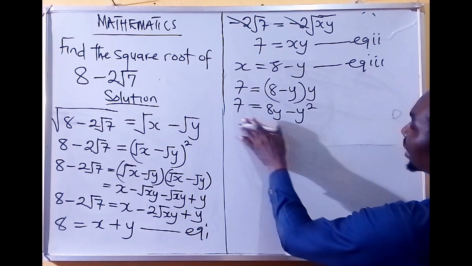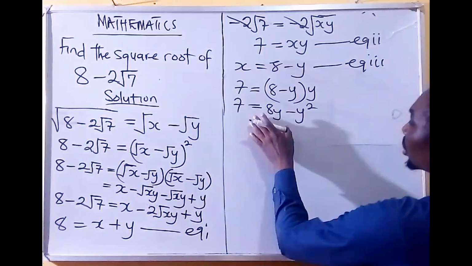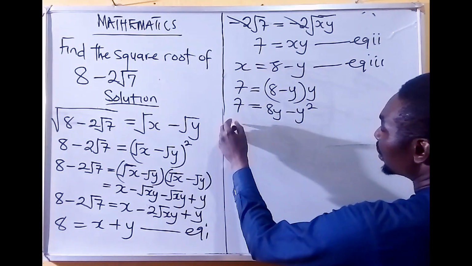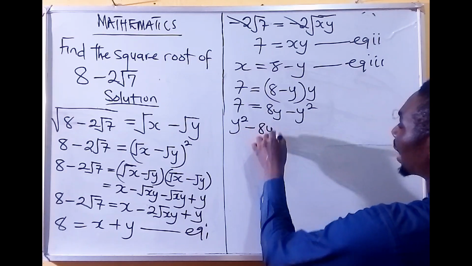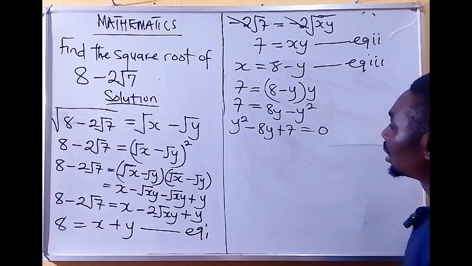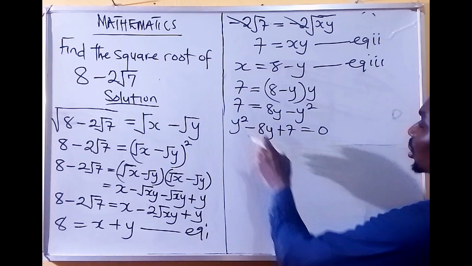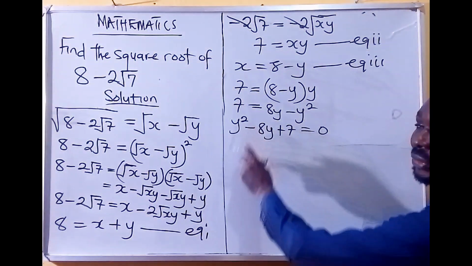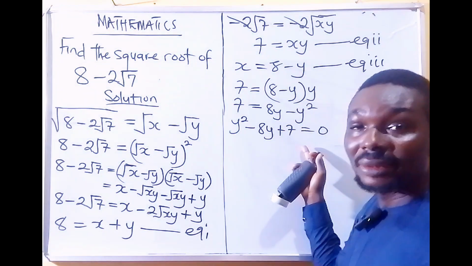We can rearrange this equation in the standard form of a quadratic equation, because it has the highest power of 2. So here we have y squared minus 8y plus 7 is equal to 0 by arrangement. At this point, you factorize. What two numbers multiply to give you 7, and when you add them, give you minus 8? The two numbers are minus 7 and minus 1.